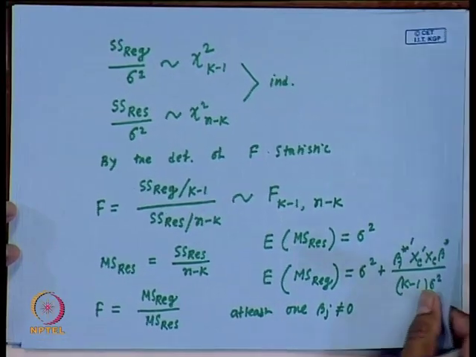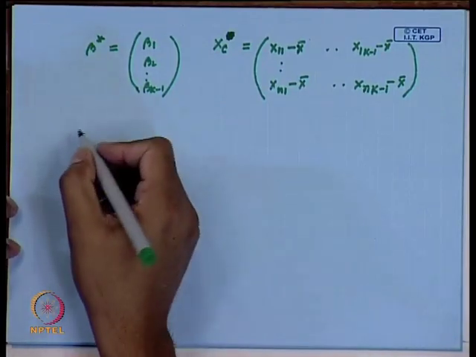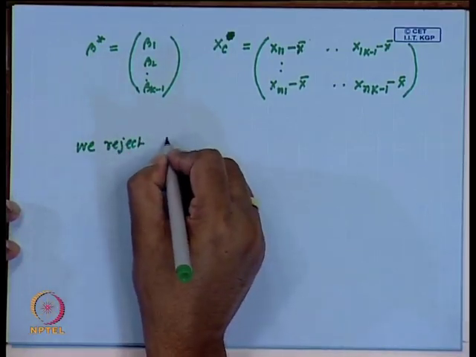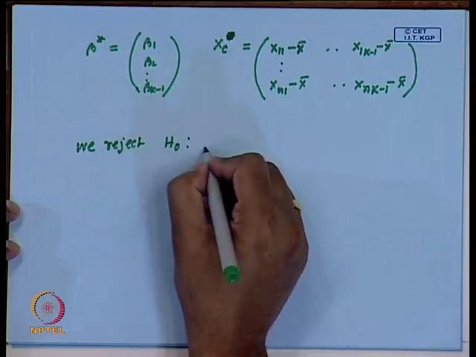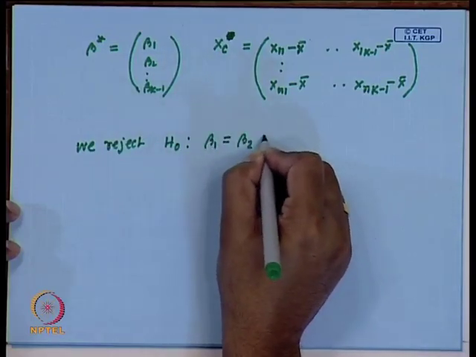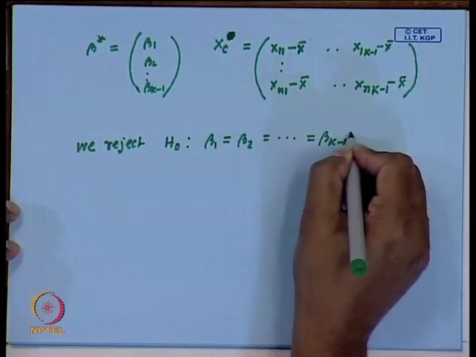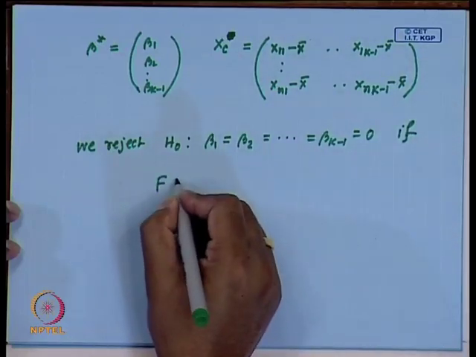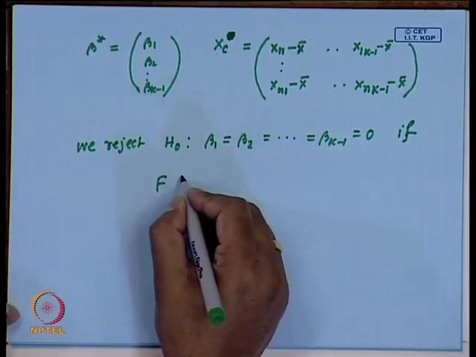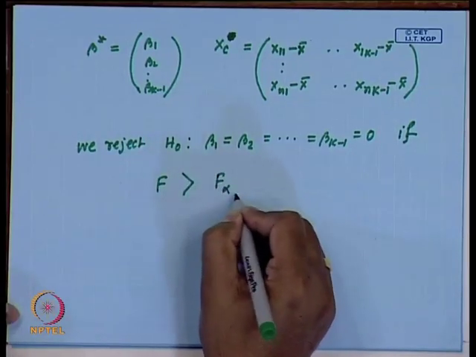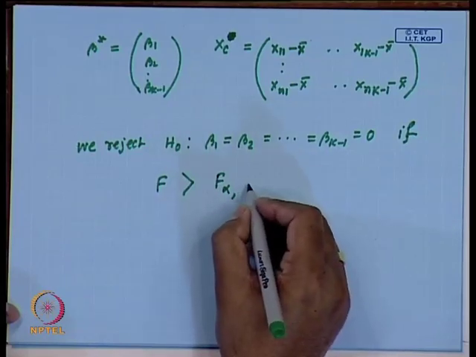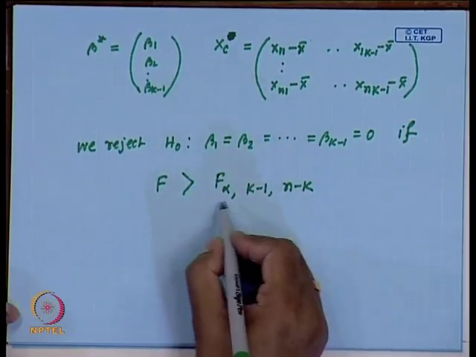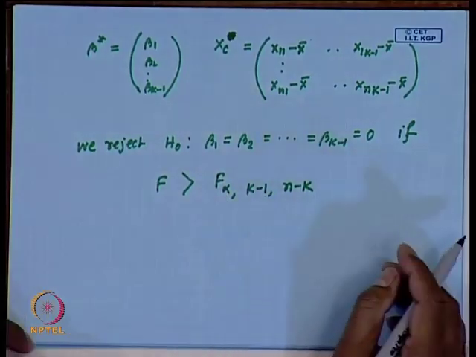So, based on this, we reject H naught, that is the null hypothesis that says that beta 1 equal to beta 2 equal to beta k minus 1 equal to 0. We reject this null hypothesis if the f value is high. High means the f value is greater than f alpha with degrees of freedom k minus 1, n minus k. Okay, so this value you can get from the statistical table.